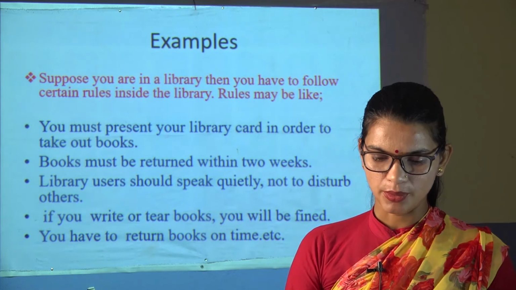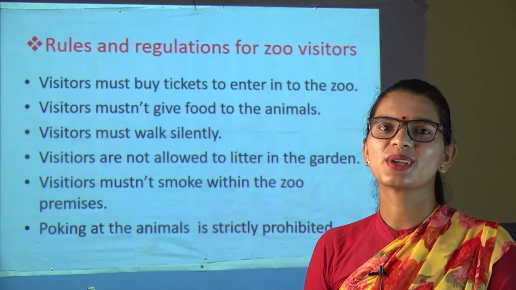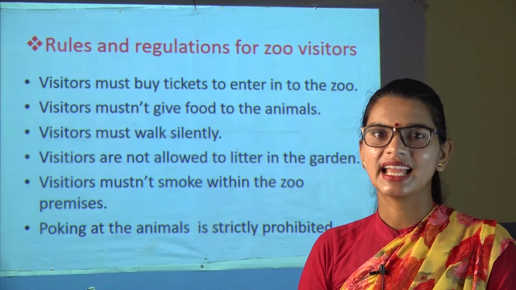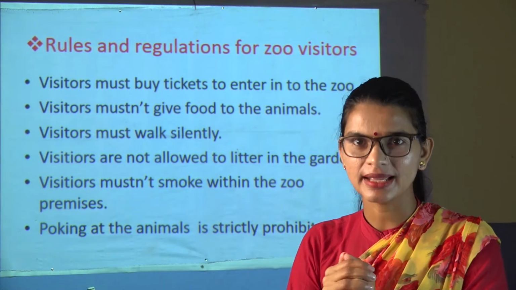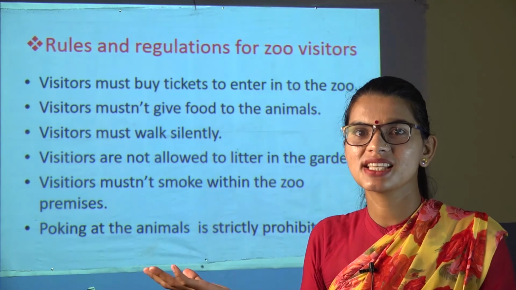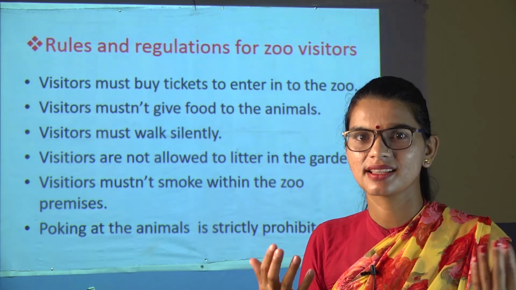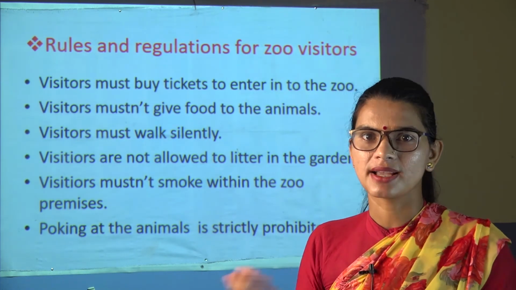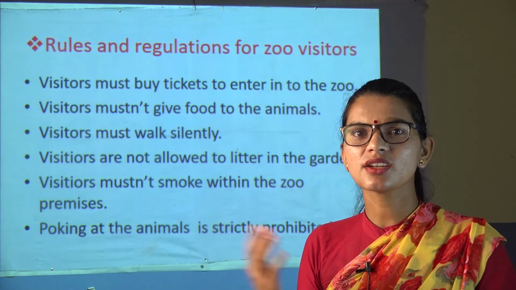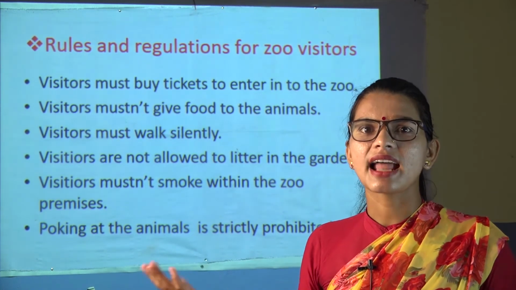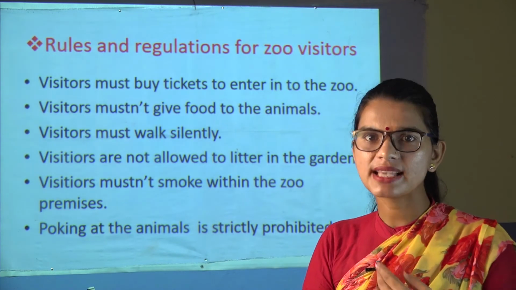Okay. Now let's talk about the rules and regulations for zoo visitors too. Okay. Let me make you clear more and more. To describe rules and regulations, what do we use? We use the modals, isn't it? Yes, auxiliaries, which we call modals. Likewise, there are different rules and regulations in different sectors, isn't it? So they are different in different places too.